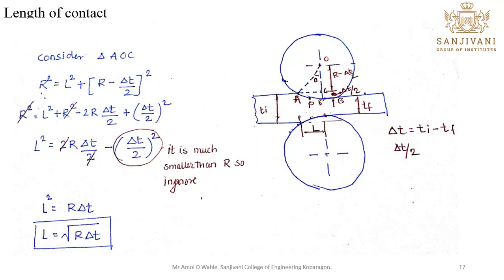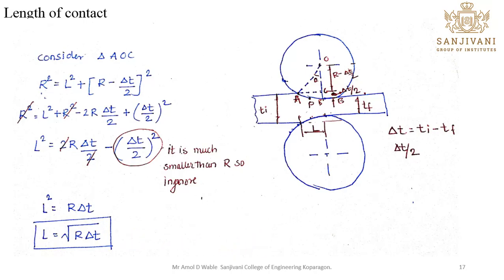Now let us see what the length of contact is, and from where you get this value, L is equal to under root R delta T. Even to do the analysis of rolling, we come across the term L, where we have taken the value of L as under root R delta T.